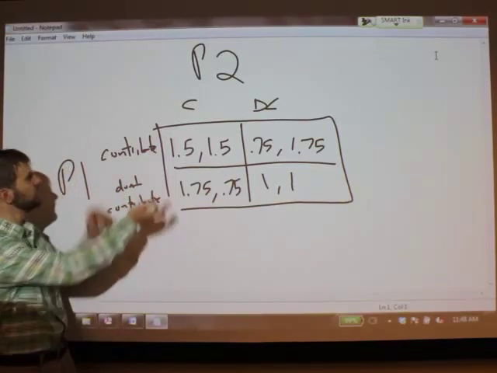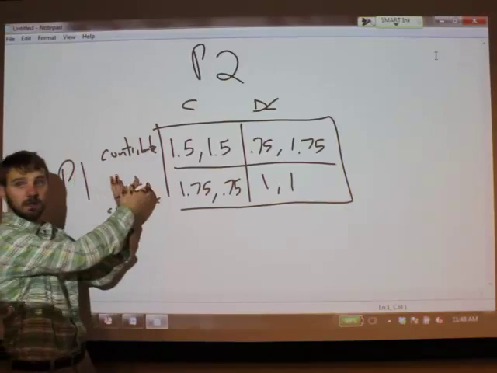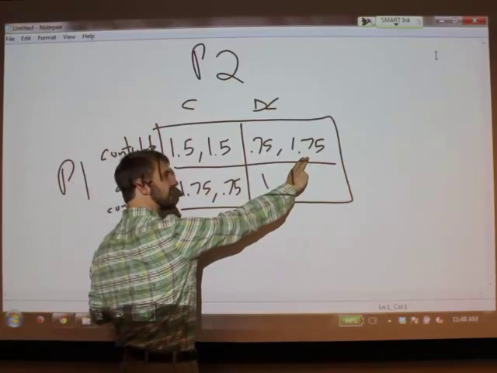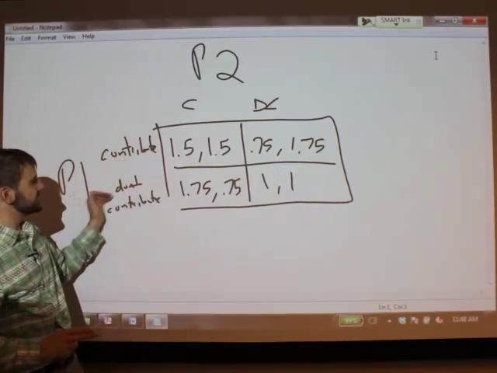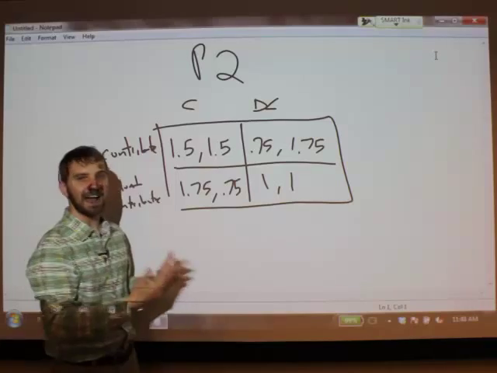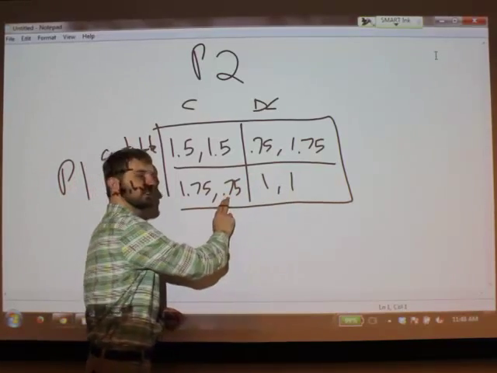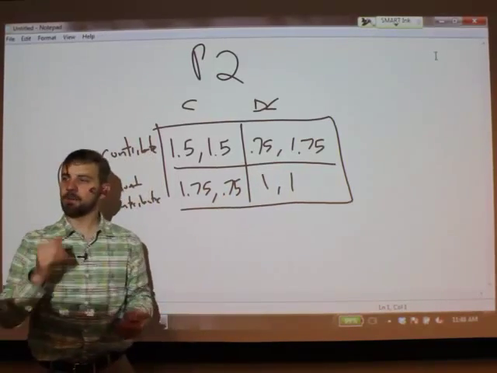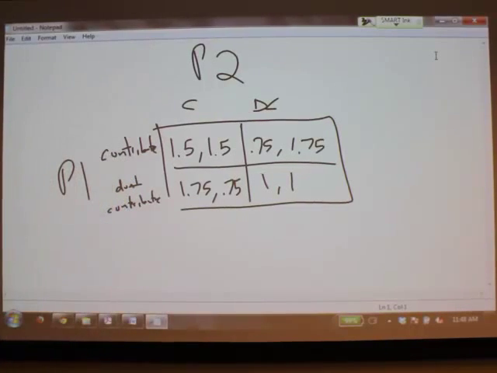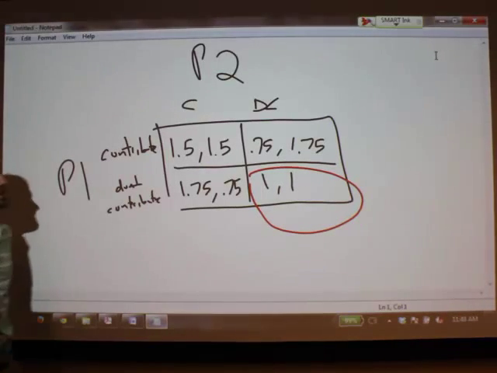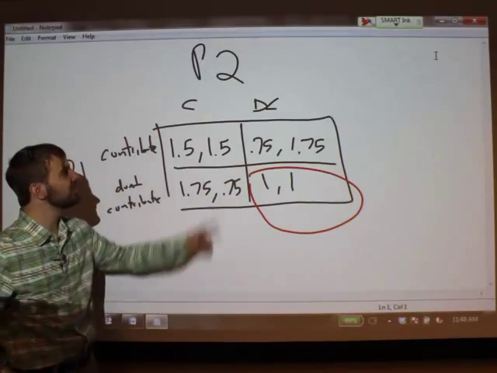What should player 2 do if player 1 contributes? Not contribute. Why? Because $1.75 is bigger than $1.50. And if player 1 does not contribute, what should player 2 do? Again, not contribute, because $1 is bigger than 75 cents. So the dominant strategy for each player is to not contribute. That means both players playing their dominant strategy will lead to a situation where each player gets $1 in payoffs. But notice, both players would be better off if both could contribute.